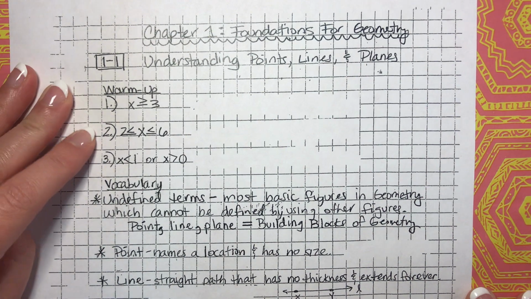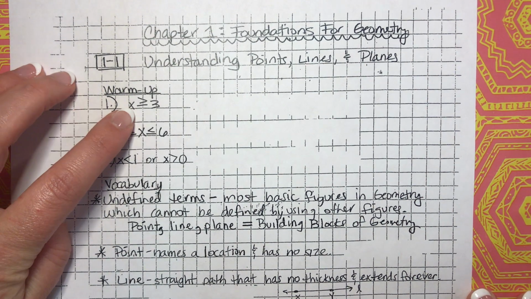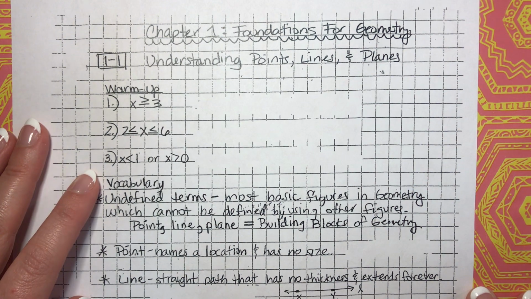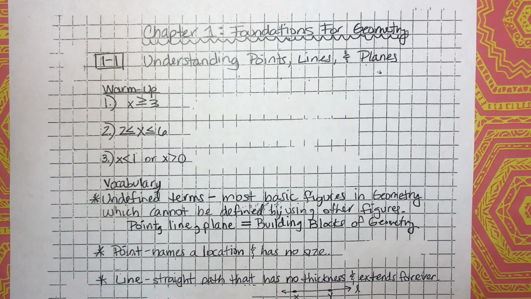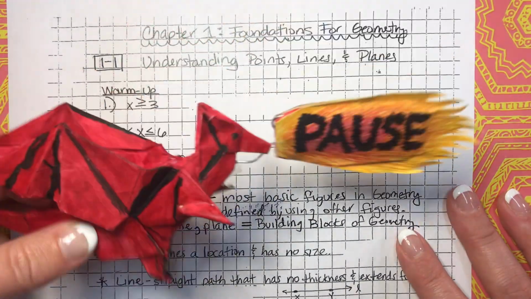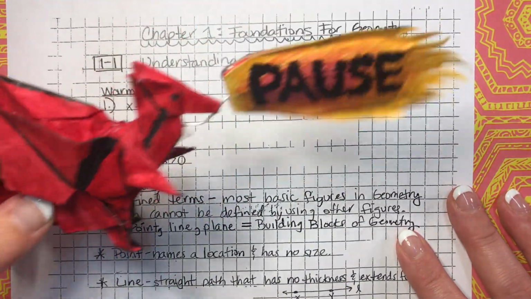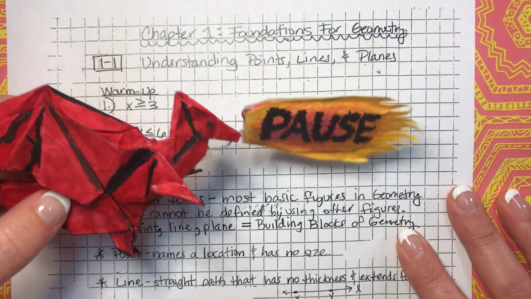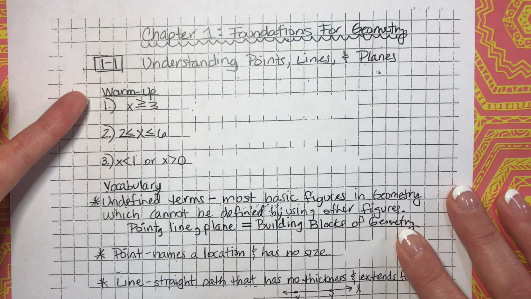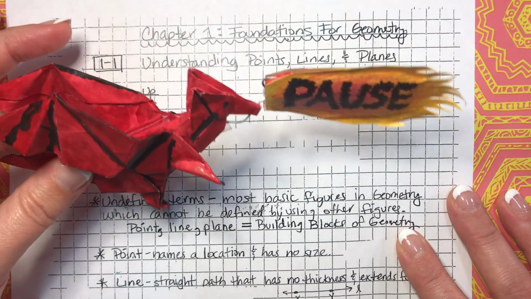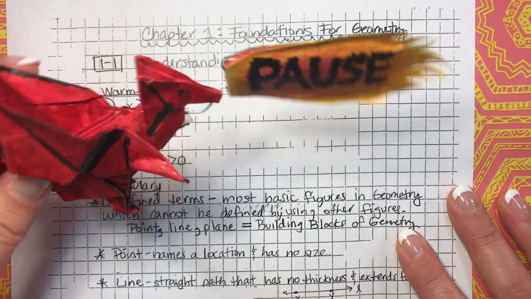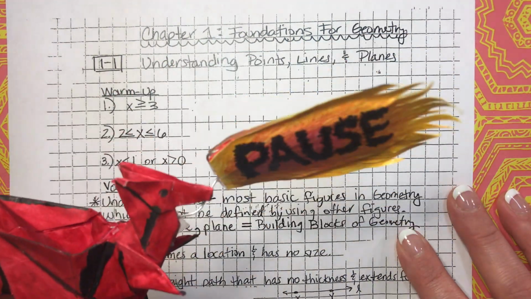So first I want you to do these warm-up problems. These are inequalities, and I just want you to go ahead and graph those. This is just kind of a review. And so I have my friend here. This is the pause dragon. And whenever you see this pause dragon, it's just a virtual cue to remind you to pause your device, go ahead and work out these problems 1, 2, 3, and then when you get done, press play and listen to the explanation. So go ahead and pause, work on the warm-up, and I'll see you in a little bit.